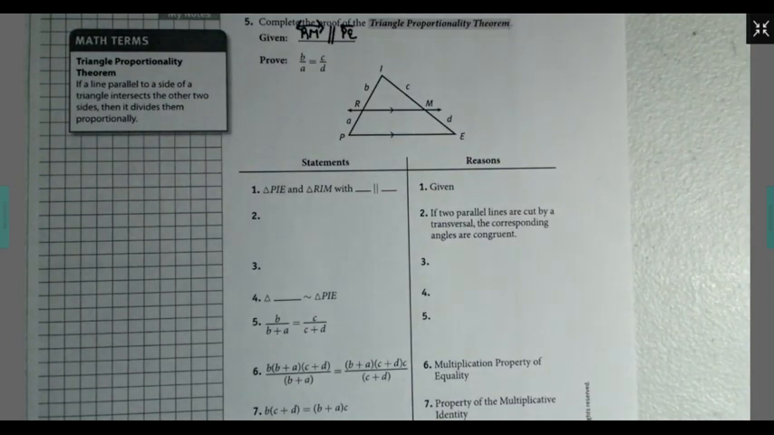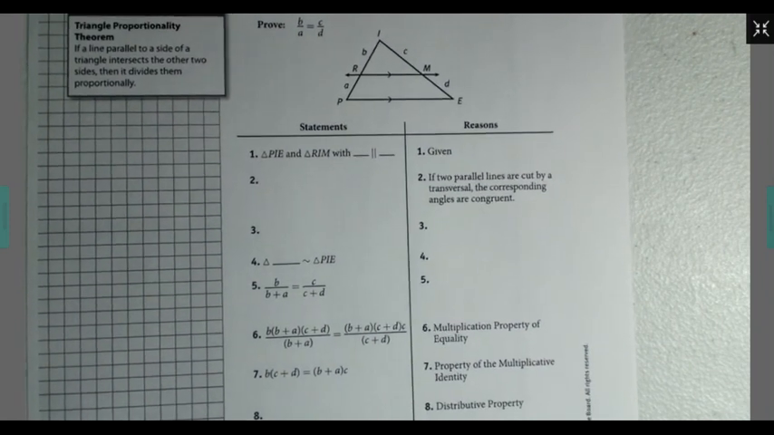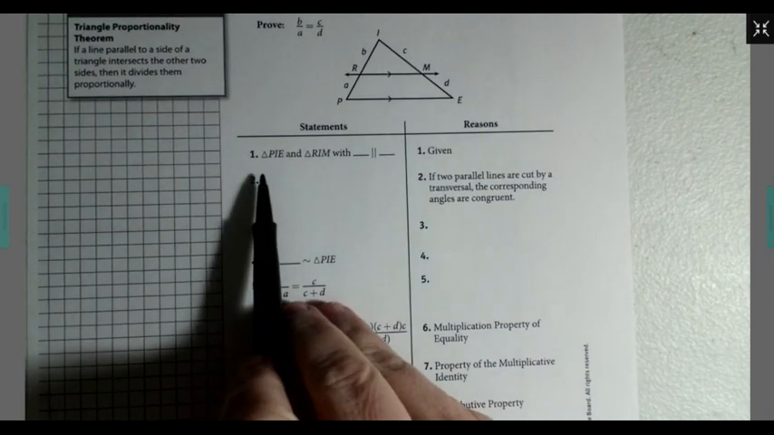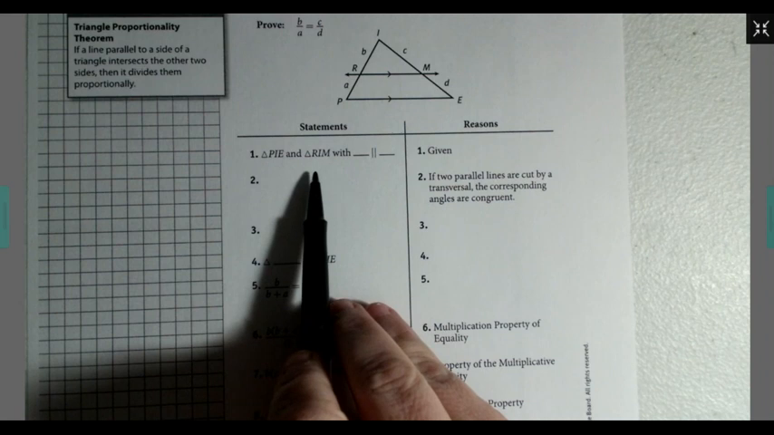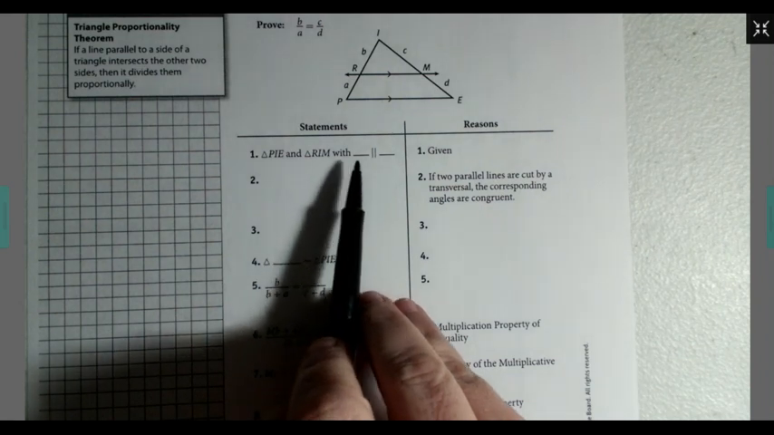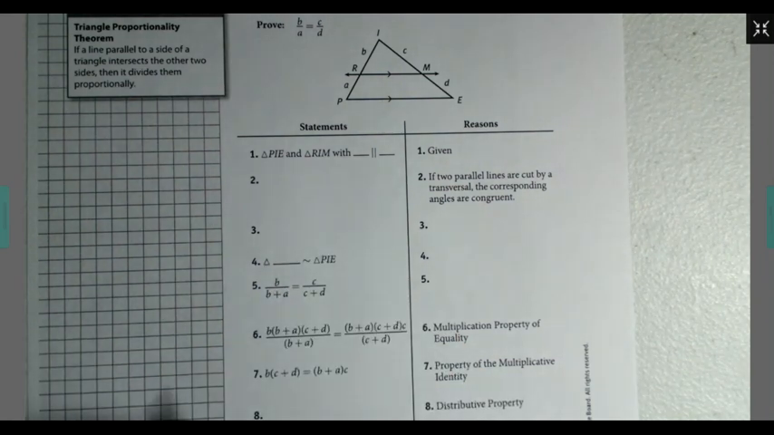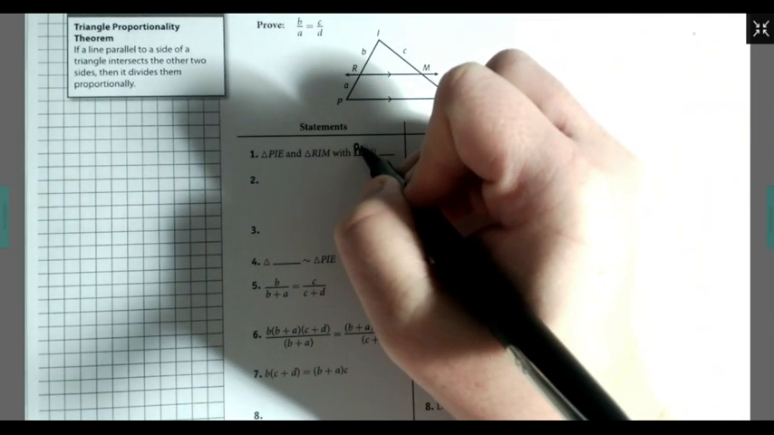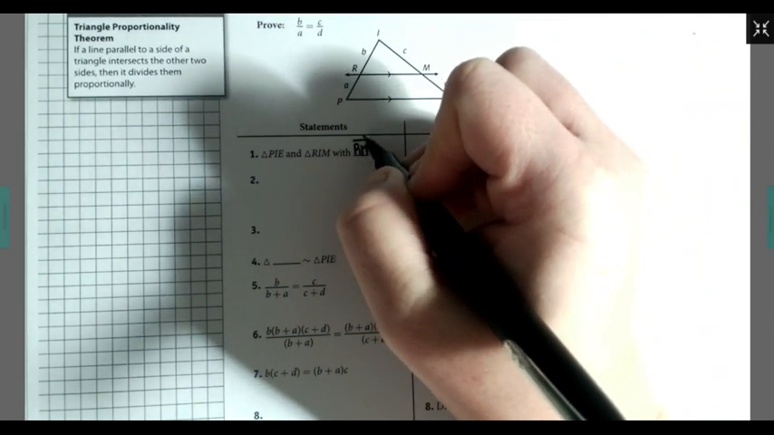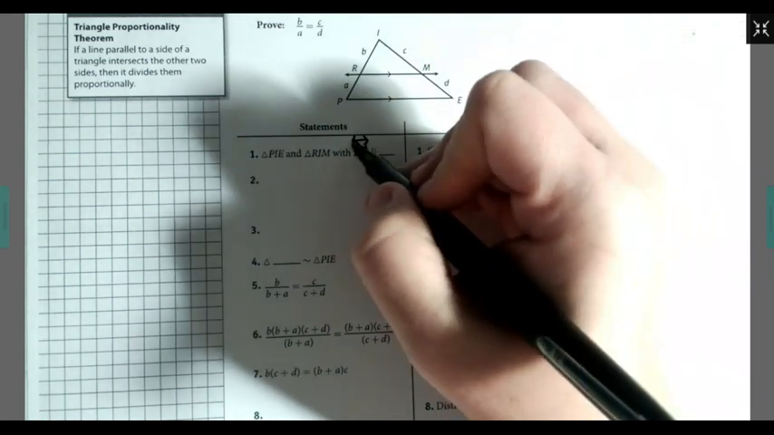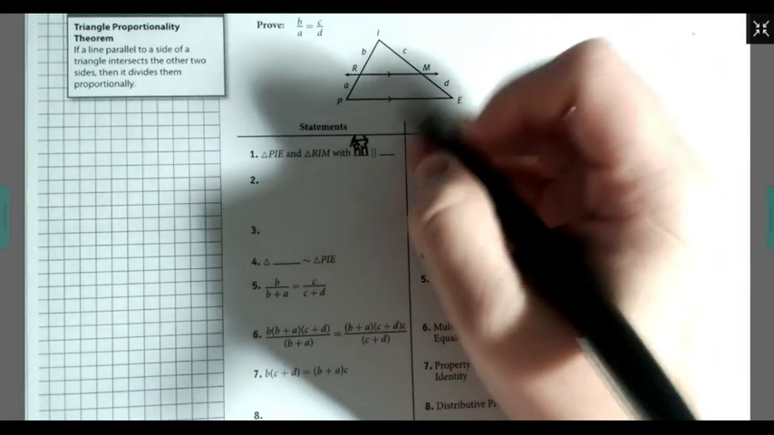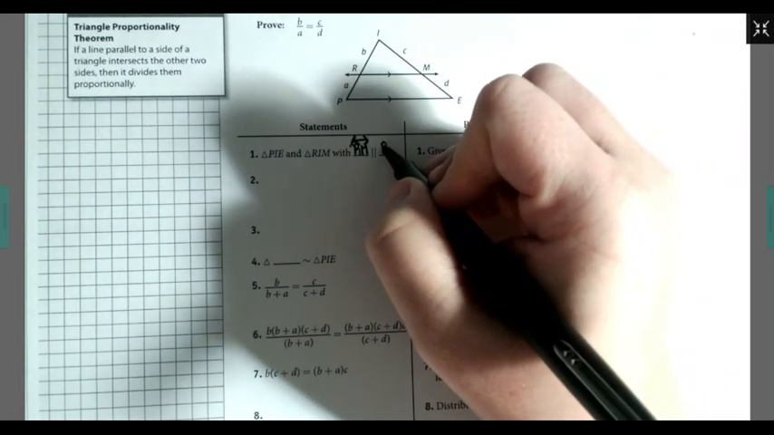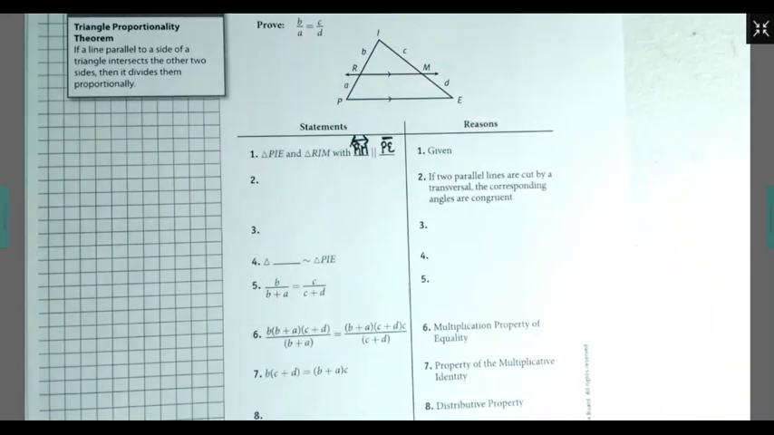So let's walk through this proof. It says we have triangle PIE and triangle RIM with blank parallel to blank. Well, I think that goes back to what we wrote. RM, the line, is parallel to PE, the line segment that was given to us.